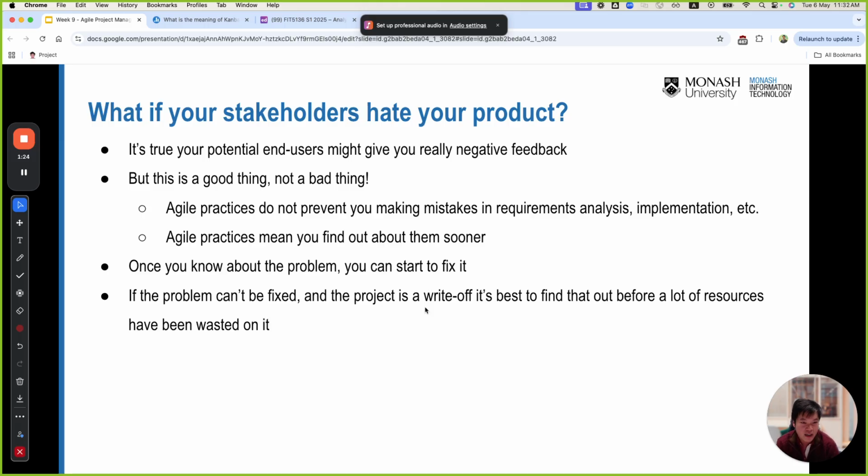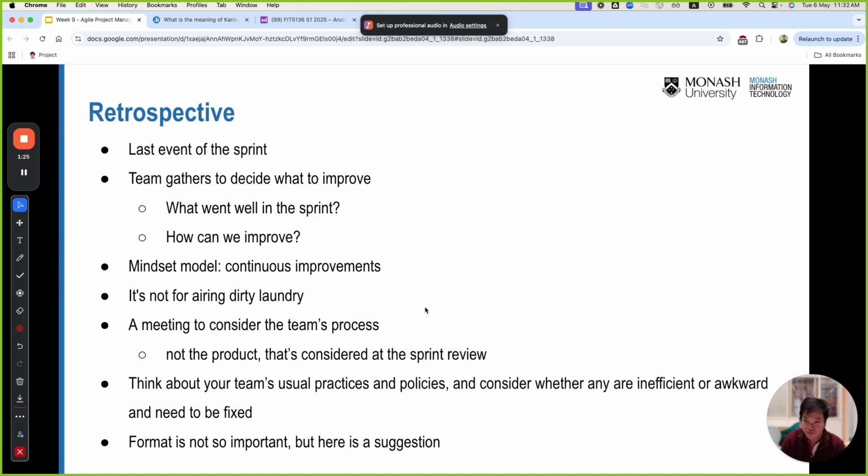It's best to find out before a lot of resources have been wasted. So fail fast. That's a very good principle for the startup community. You should fail early as much as possible, okay? You should not spend a year to implement some product that actually no one uses. You should create a prototype within the first month, do some trials with some seed participants, and see whether they actually like it or not.